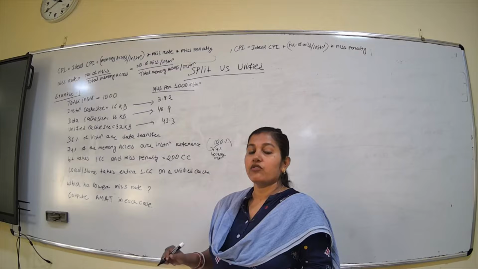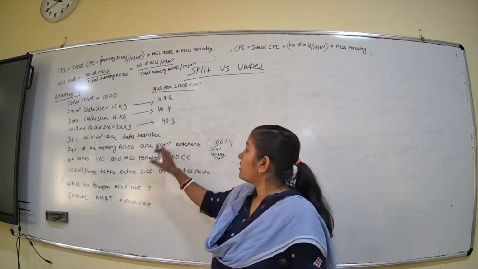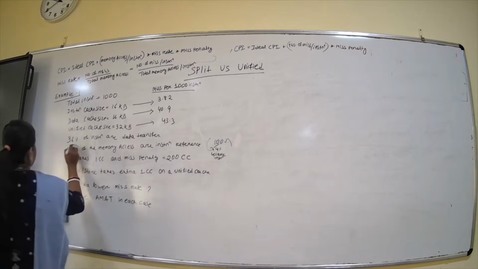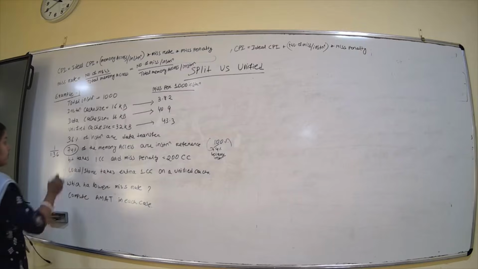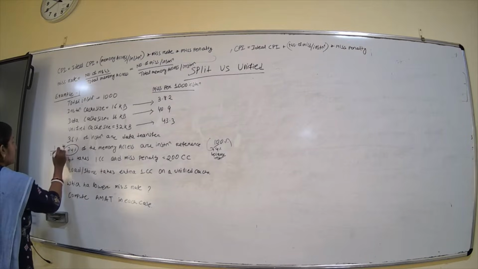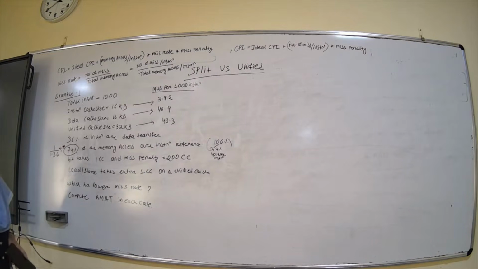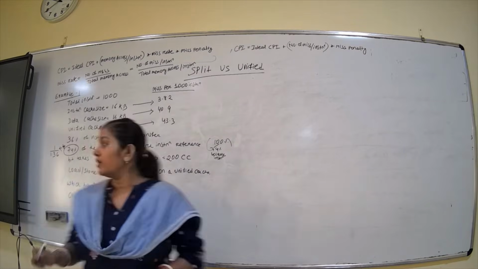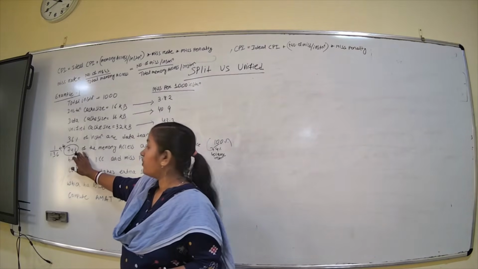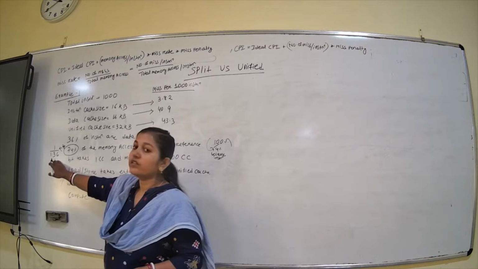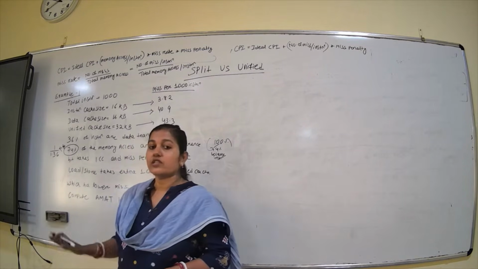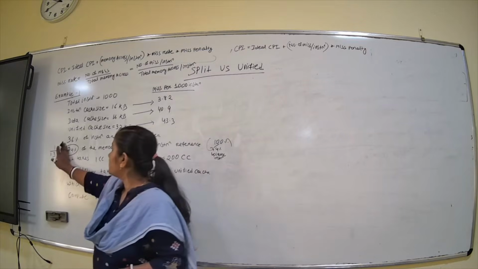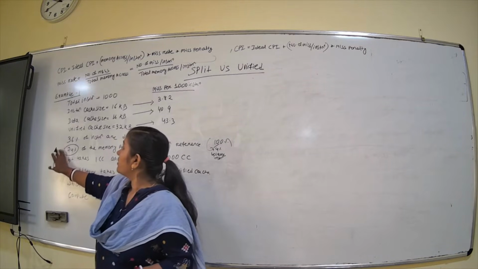I told you in the last class. If it is not given explicitly, how will you calculate? 1 upon 1.36. If it is not given as 74%, then you can calculate from this, 1 upon 1.36, as we discussed in the last class. But as it is explicitly given, no need to worry about it.